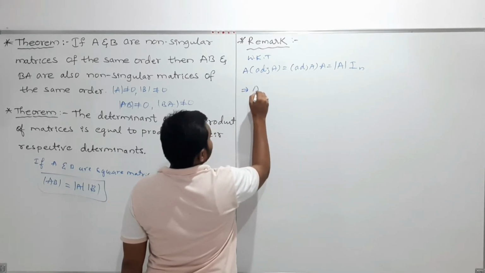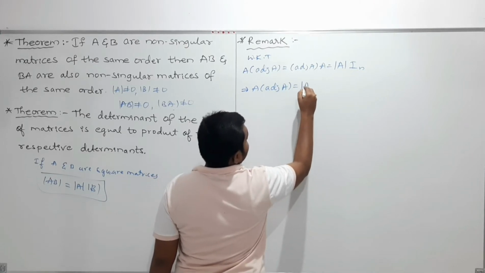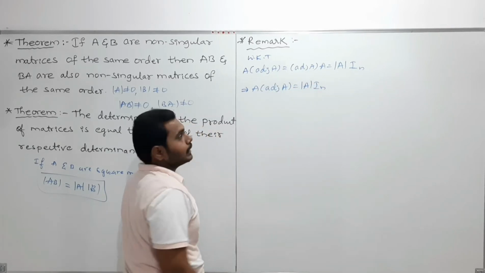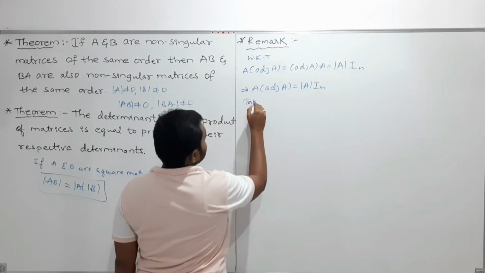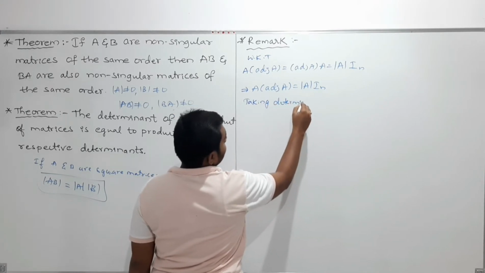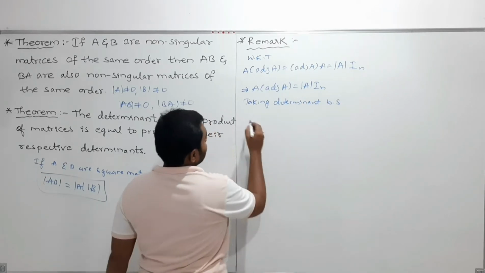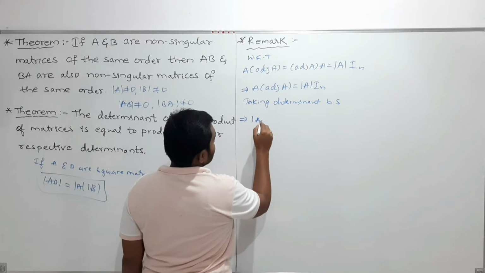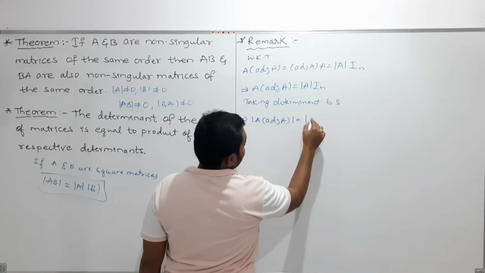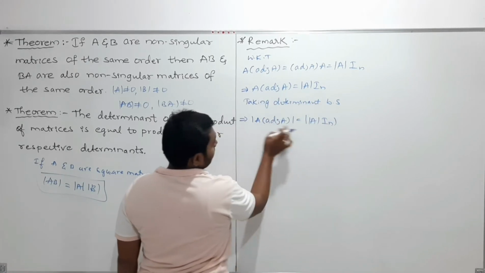So this I can write as A into adjoint of A is equal to determinant of A into IN. I am considering this and this. And now, my dear students, I will take determinant on both sides. So if you take the determinant, what happens here: it is determinant of A into adjoint of A, equal to determinant of A into IN. So both sides I am taking determinant.